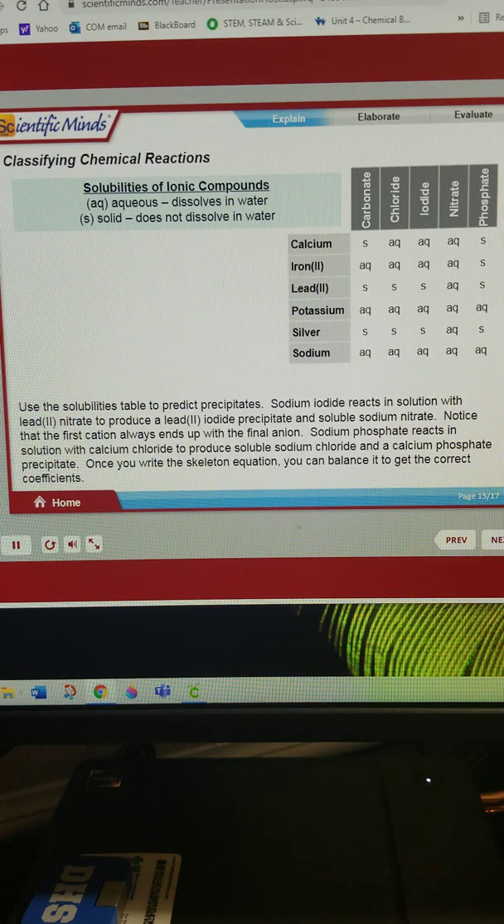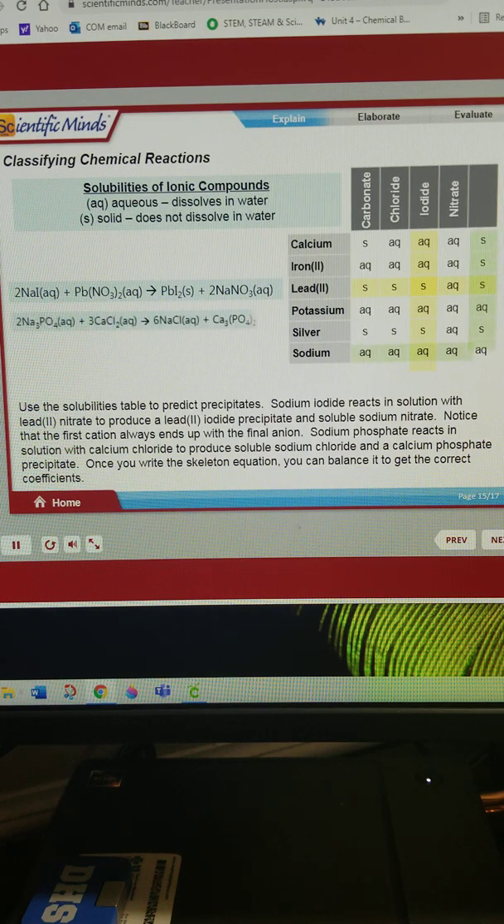Use the solubilities table to predict precipitates. Sodium iodide reacts in solution with lead-2 nitrate to produce a lead-2 iodide precipitate and soluble sodium nitrate. Notice that the first cation always ends up with the final anion. Sodium phosphate reacts in solution with calcium chloride to produce soluble sodium chloride and a calcium phosphate precipitate. Once you write the skeleton equation, you can balance it to get the correct coefficients.